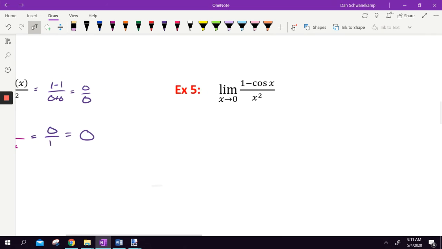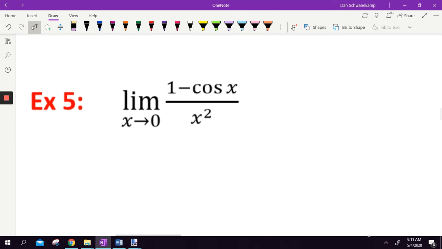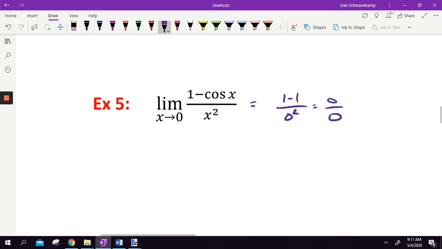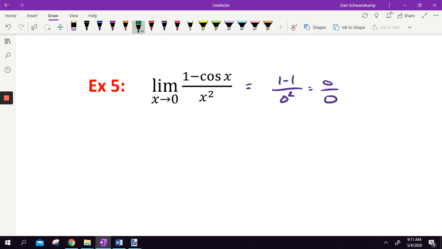Let's try it on 5. Again, if I plug 0 in on top, I get 1 minus 1. On bottom, I get 0 squared. I get 0 over 0. Cool. Make sure you're getting 0 over 0. If you're not getting 0 over 0 or infinity over infinity, then you don't need L'Hopital's rule. Here, I continue to get that, and so I'm going to keep doing what I've been doing.